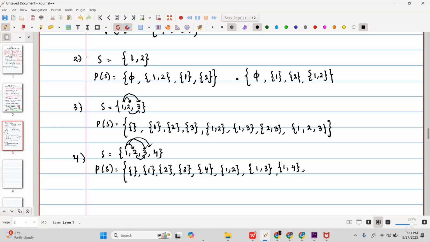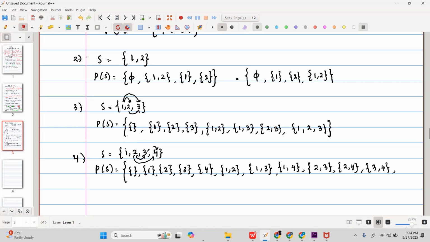Then I am just going to {2, 3}. Then {2, 4}. There is no need to write {2, 1}. They are {1, 2} itself. 2 is combined with each of the elements in that corresponding set. Then 3 is combined with 4. Okay. Now the 2-element subsets are over.